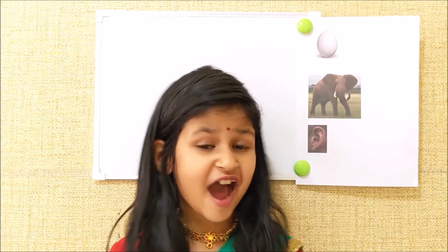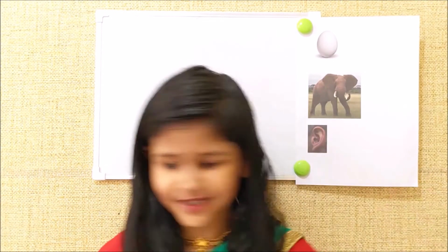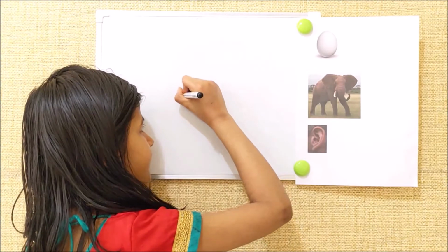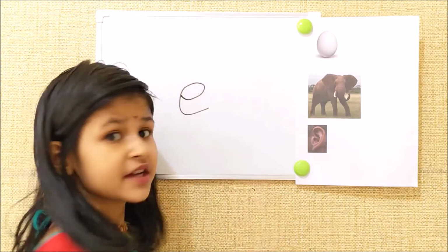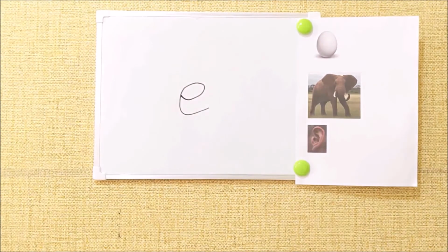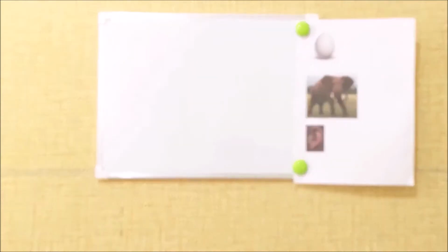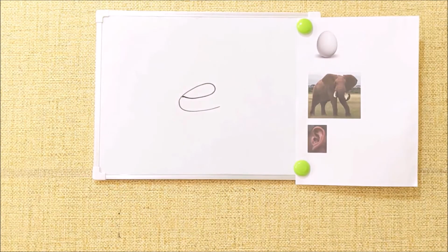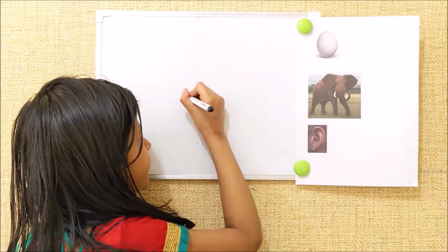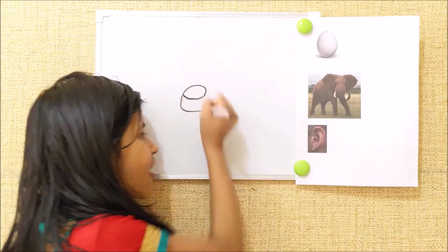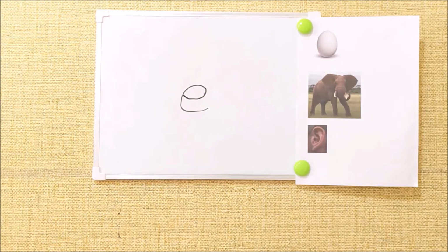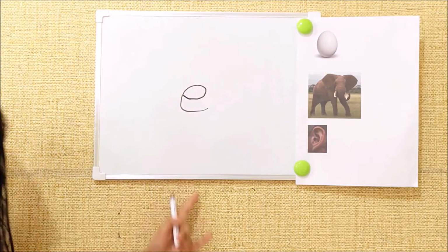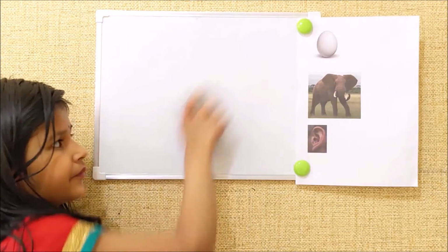Now we will learn how to write small e. For writing small e, first you must write a sleeping line and a curve. Small e. A sleeping line and a curve. Small e. One sleeping line and a small c. What is this? Small letter E.